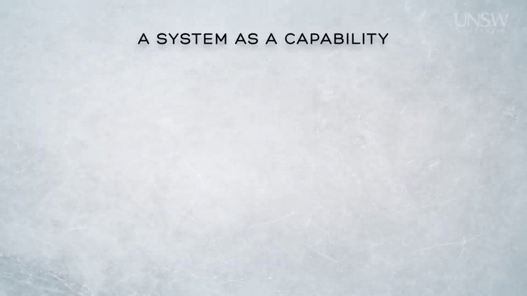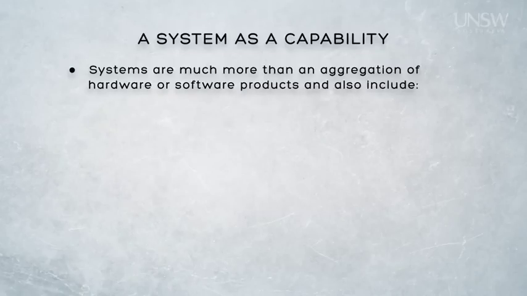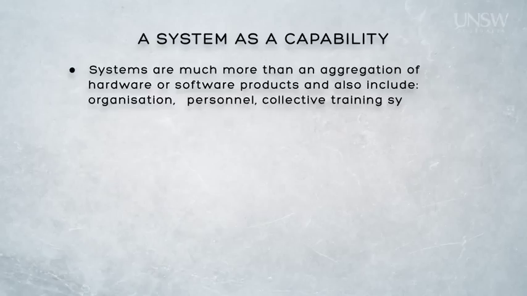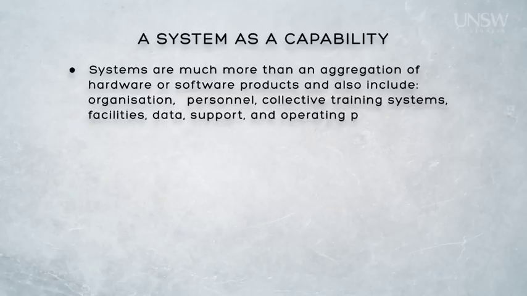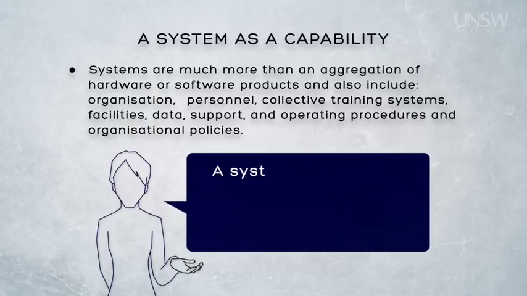Before we go any further, however, we must acknowledge that the systems we are interested in are much more than an aggregation of hardware or software products, and must also be described in terms of all of the constituent elements, including the major hardware and software, of course, but also the organisations within which the system will be fielded, the personnel who will interact with it in many ways, the collective training systems required, as well as the facilities, the data, the support, including even supplies, required to keep the system in service, as well as the operating procedures and organisational policies. The system is fully defined by the combination of these resources operating in its operating environment in order to achieve its purpose, its mission.